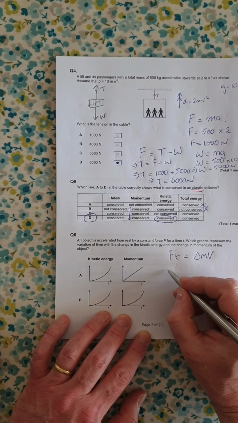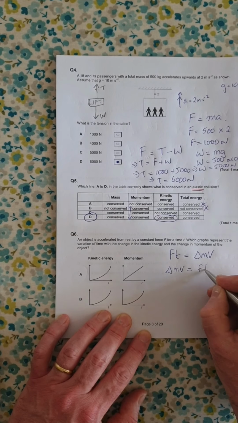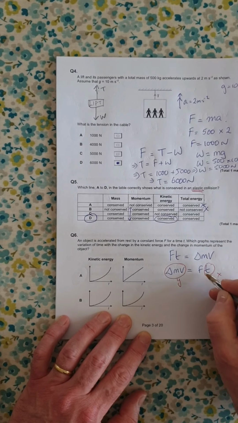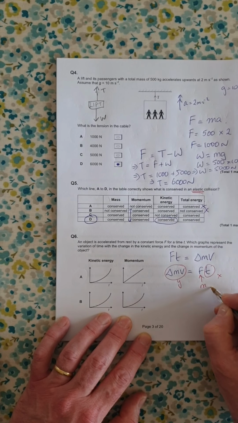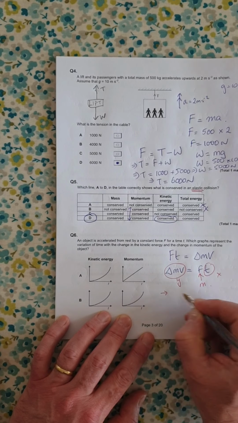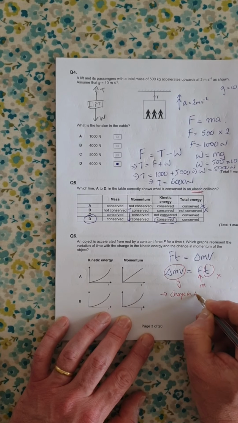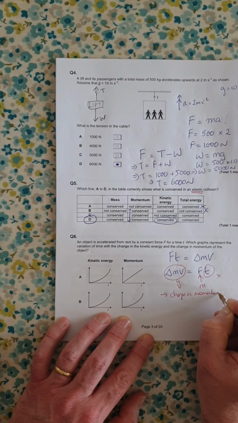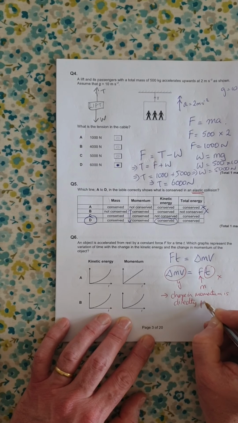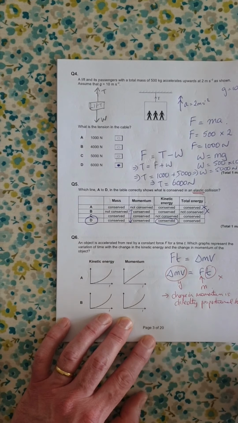I've got momentum on the y-axis, so I'm just going to rewrite that equals F times t. This is my y term, this is my x term. We're told this is constant, so that's m. So this is saying that change in momentum is directly proportional to t.